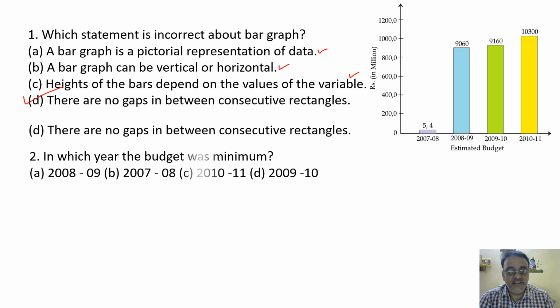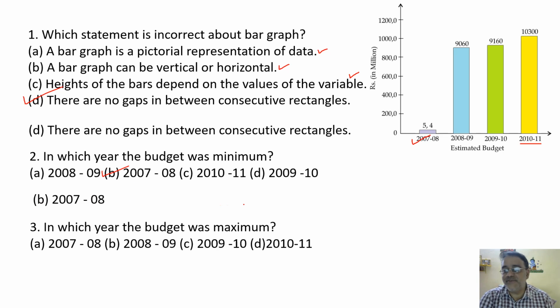Now the next question, in which year the budget was maximum? This one, the yellow color, that is 10,300. Okay, no, minimum, sorry. In which year the budget was minimum? Minimum had 2007 to 8. So the correct option is option B. Next question is for maximum, that we have already seen. The correct option is option D.